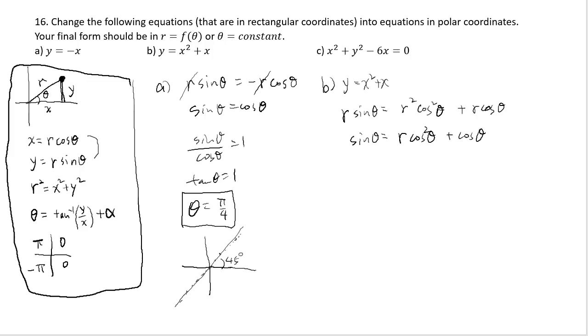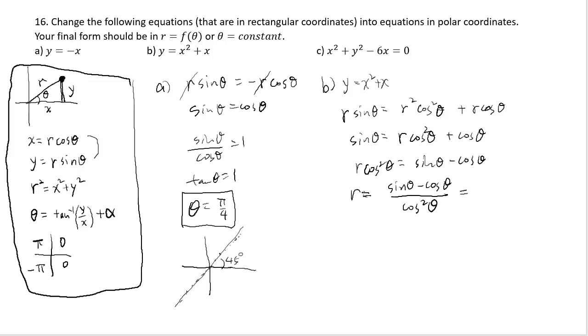And then, after dividing by r, this time we still have an r left, so that means we can solve for r. Let's do that. Move the cosine to the other side, so you get r cosine squared theta equal to sine theta minus cosine theta. I move the cosine to the left side and switch left and right. Now I divide by cosine squared: r equals sine theta minus cosine theta over cosine squared theta. Okay, so this is perfectly good.